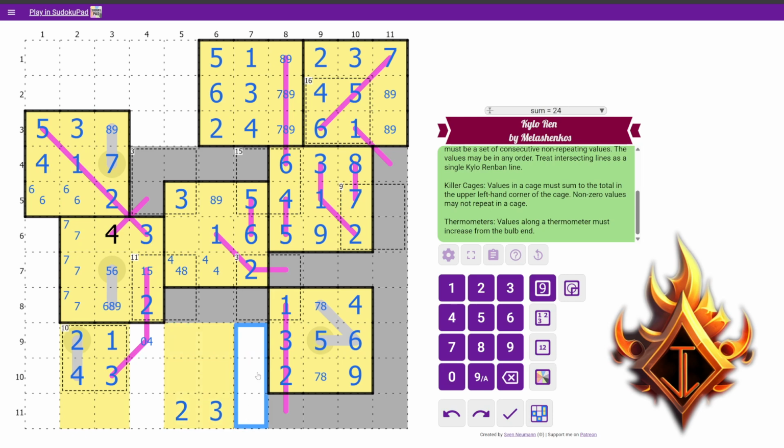This would be 7, 8, 9. That would be 1. 4 would be up here. There would be nowhere for 5 to go. If this box went like this, it would be 7, 8, 9.